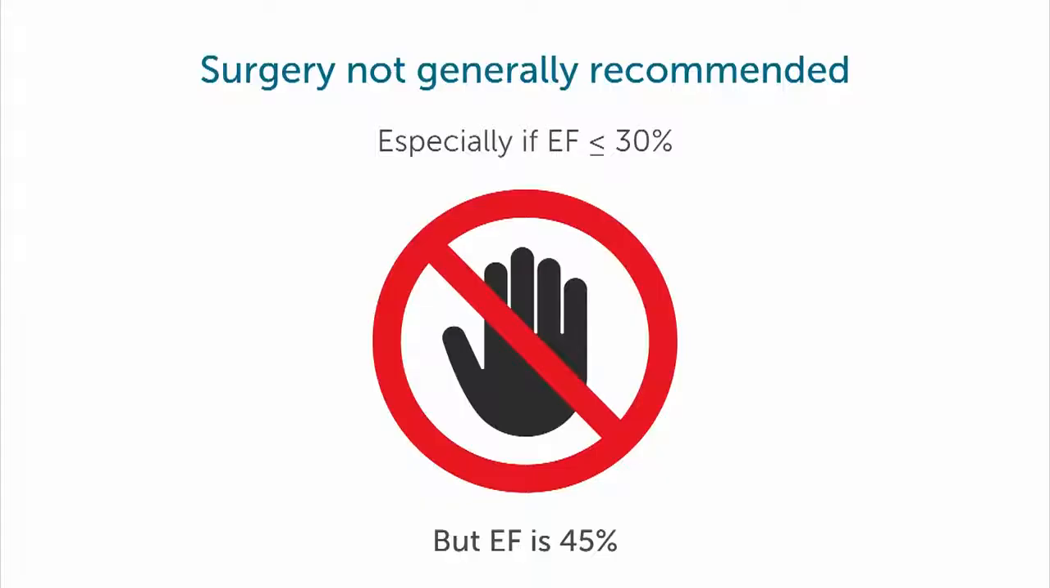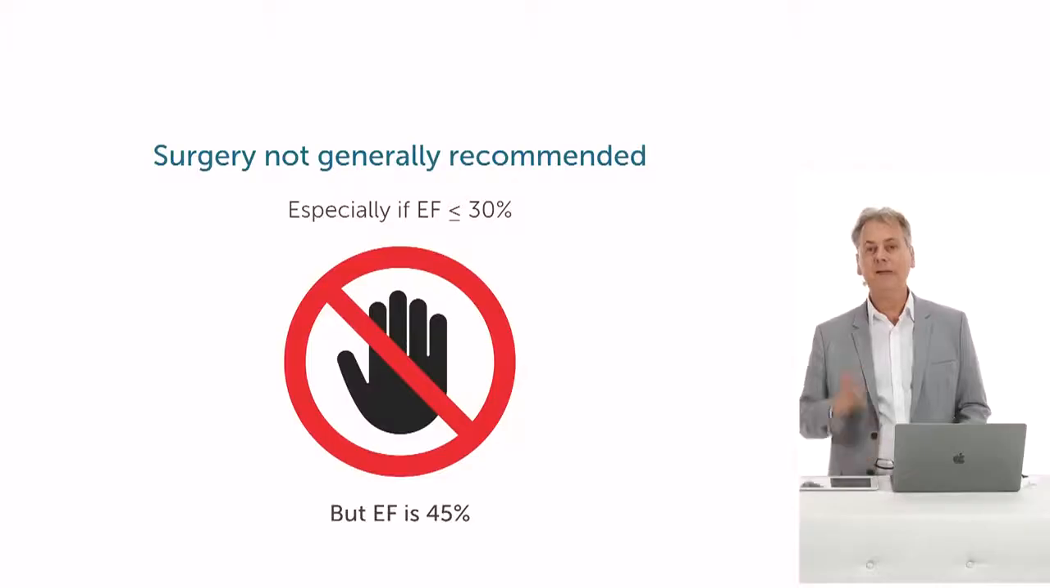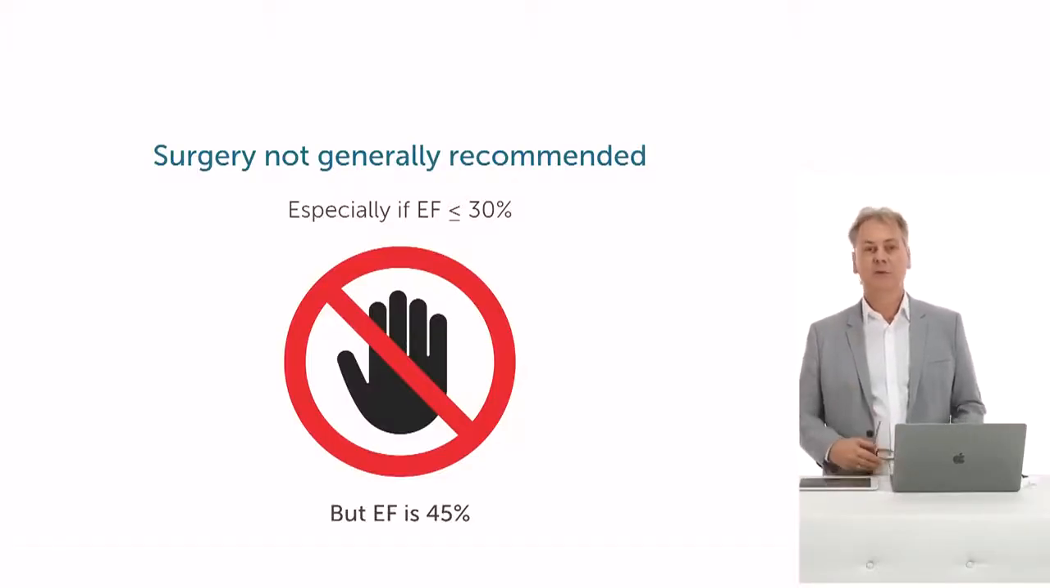What can we now say, and how can we actually manage the patient? Well, we have to go back to the guidelines. Remember, if you have secondary mitral regurgitation, surgery is not generally recommended, especially if the ejection fraction is below 30%. But, as we now saw, with the visual assessment, with the 3D echocardiogram, and also with strain, ejection fraction is not so bad. It's 45%. Still, we must consider that this patient has very, very severe mitral regurgitation, and that maybe we'd have to even use a different cutoff value in this patient.